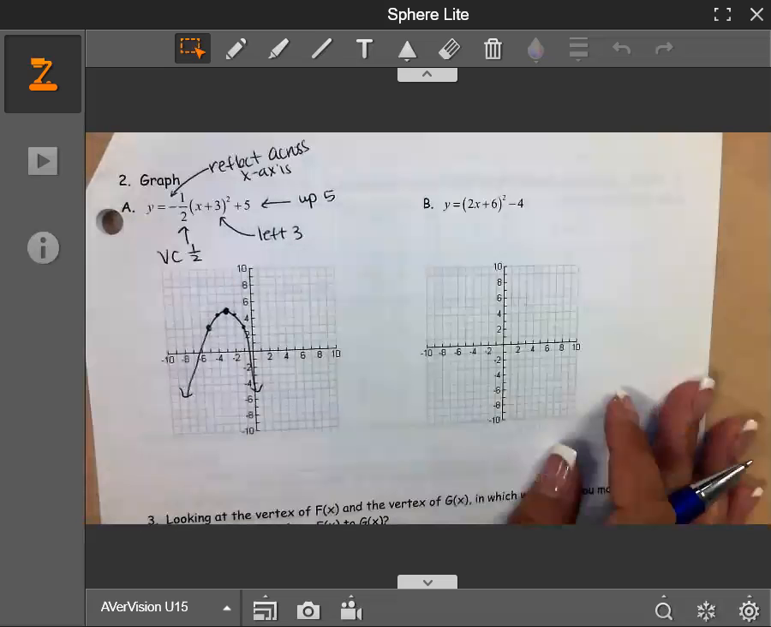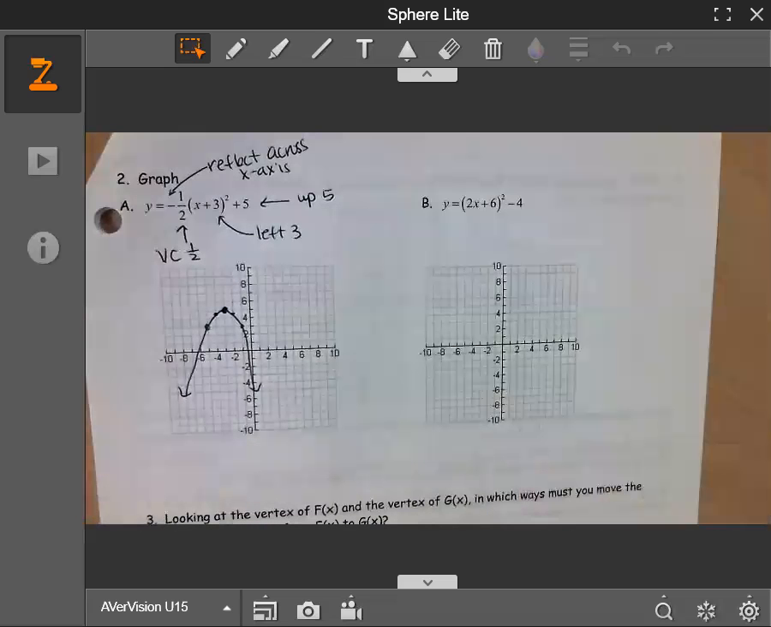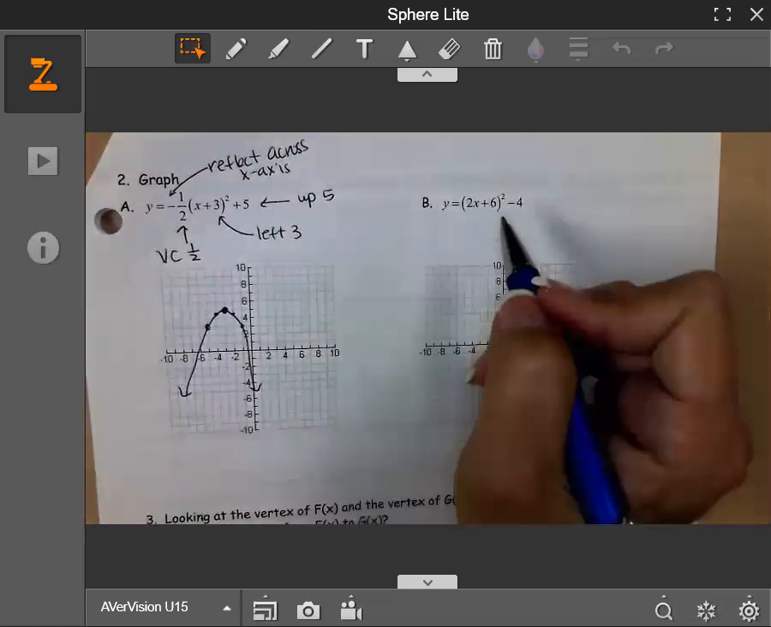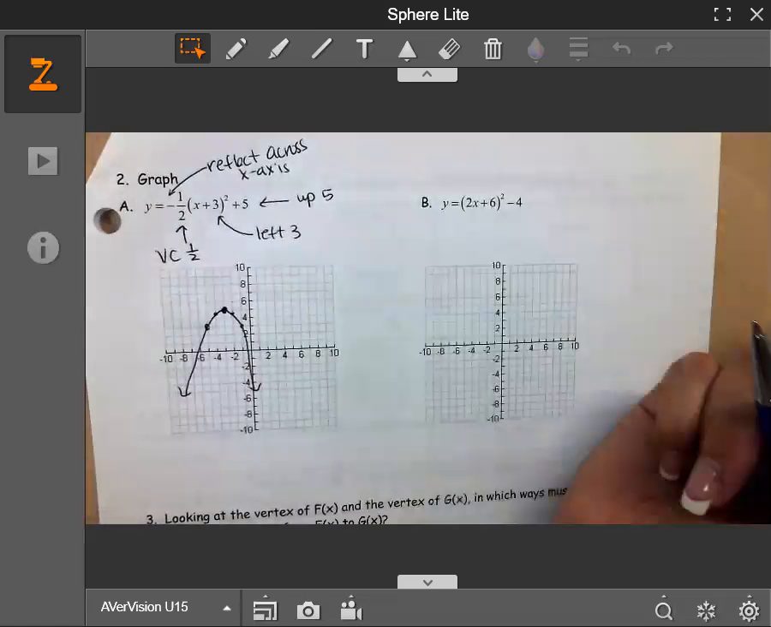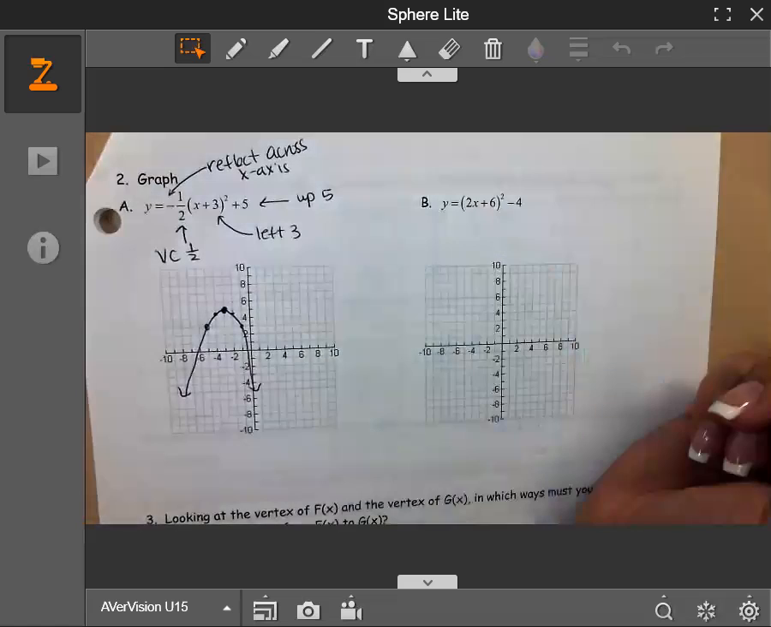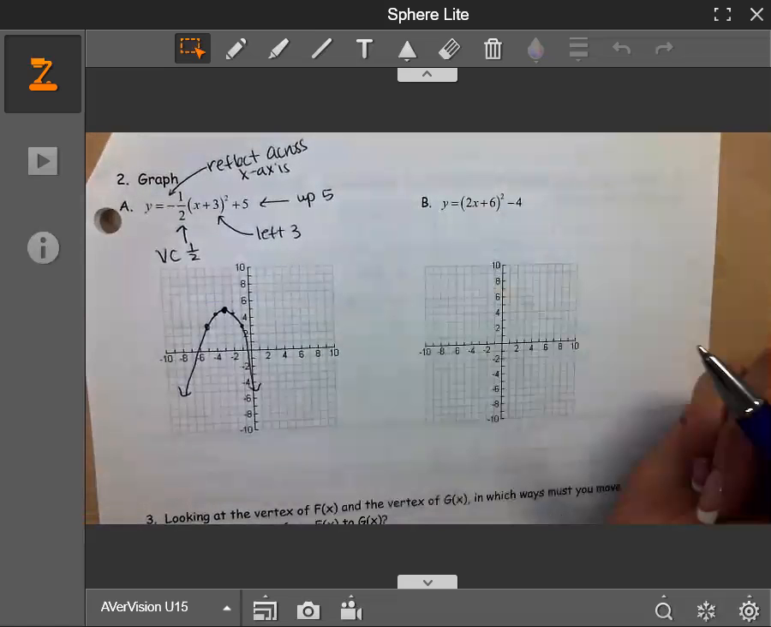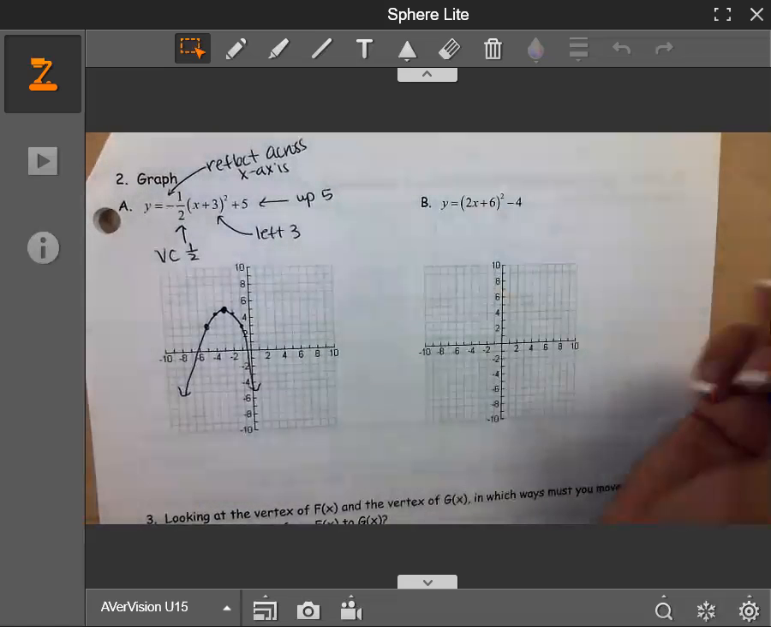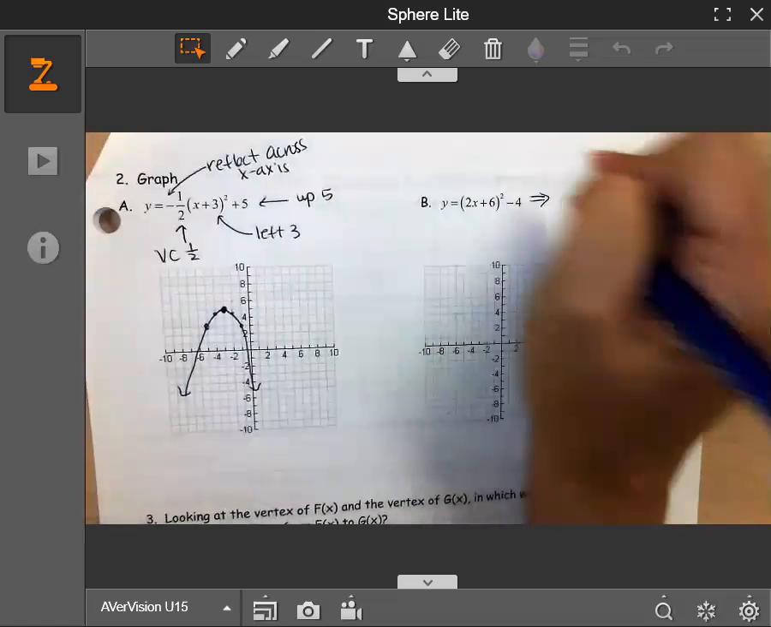With this second example, this is one that students miss a lot, and that's because it is not in the transformational form the way it is here. So students want to say this went to the left 6. It did not. It's not in the transformational form. Before we can start picking transformations, we've got to go ahead and set it up in the transformational form.